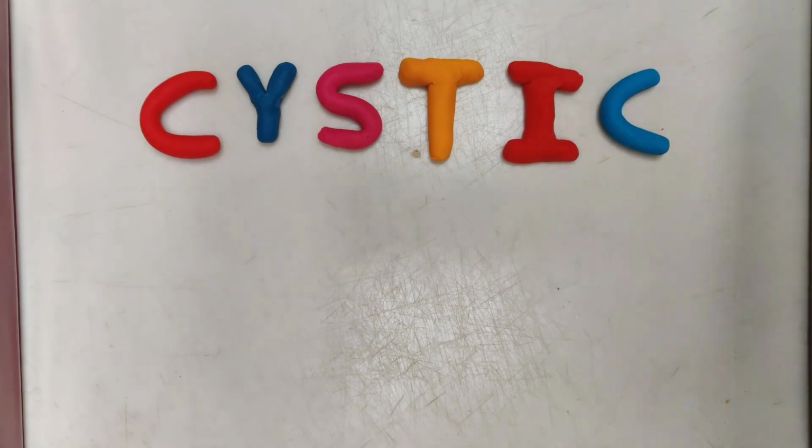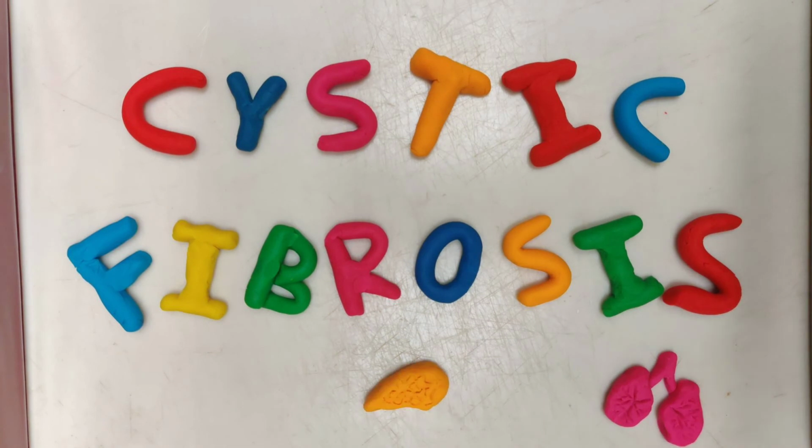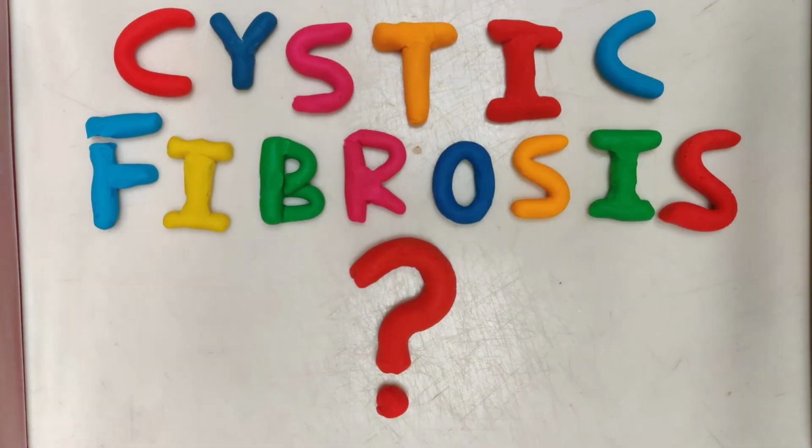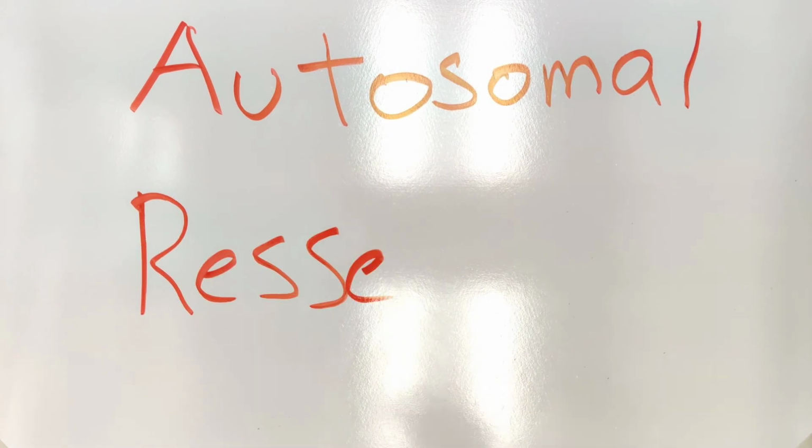Cystic fibrosis is a genetic disease that predominantly affects the lungs and the pancreas. But what exactly is it and what is the cause? Cystic fibrosis is autosomal recessive.